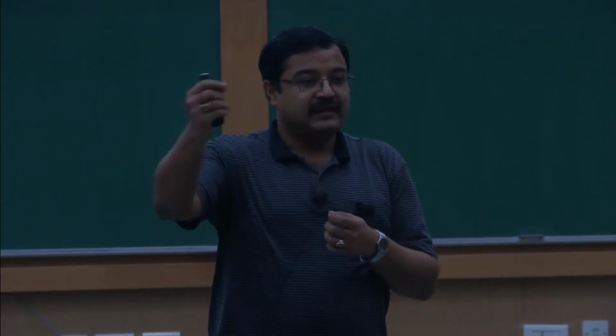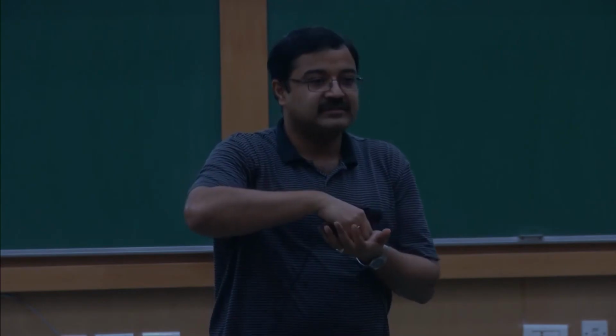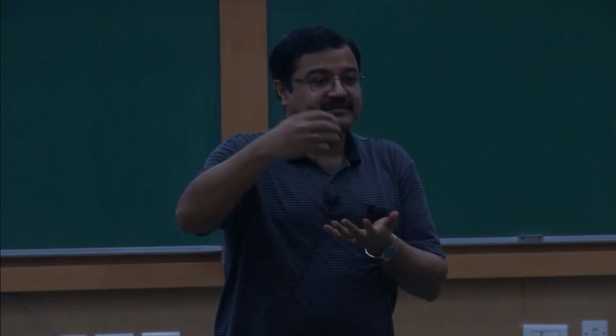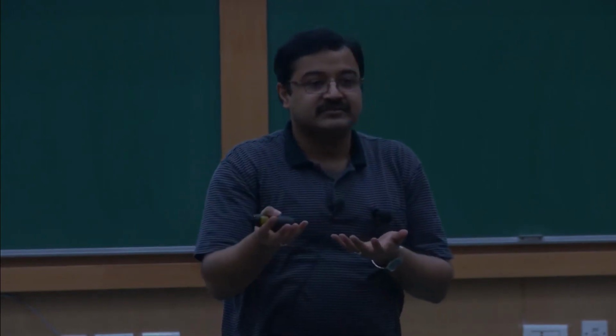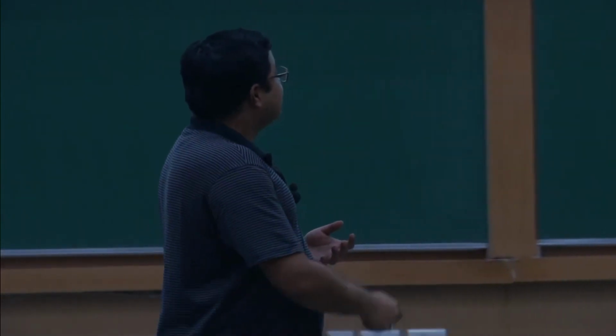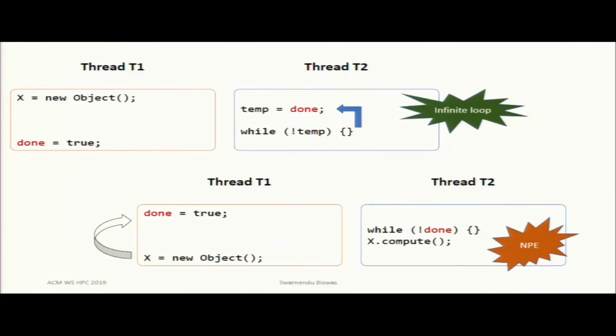What it can do is fetch it from memory and put it into a register or a local variable, because accesses to registers and local variables are faster. So it can put done in something called temp, a register or a local variable, and then use temp over here. So then this becomes cached. Even if you set done to true, this thread will never come out of the infinite loop that it gets into. See the point?